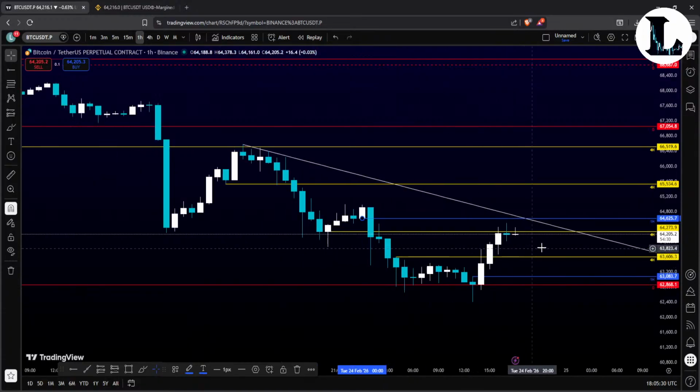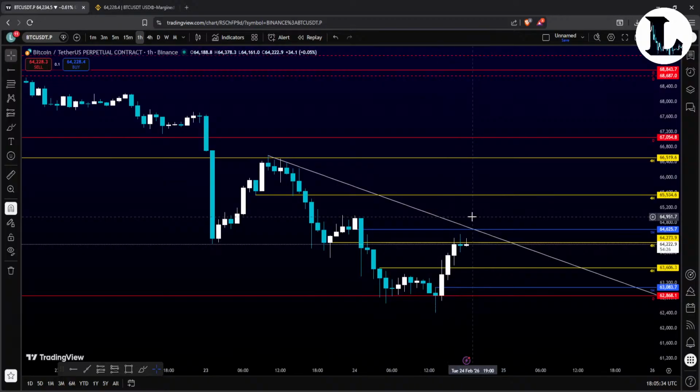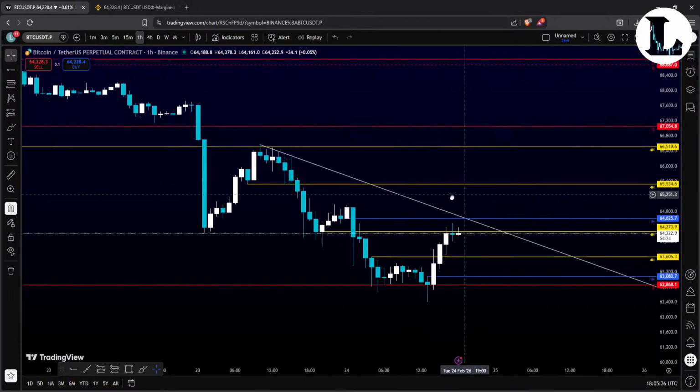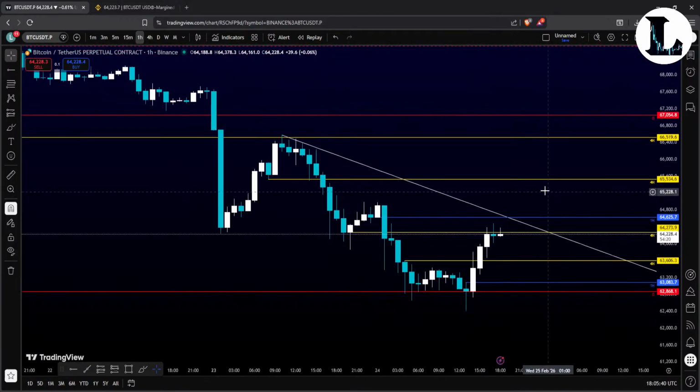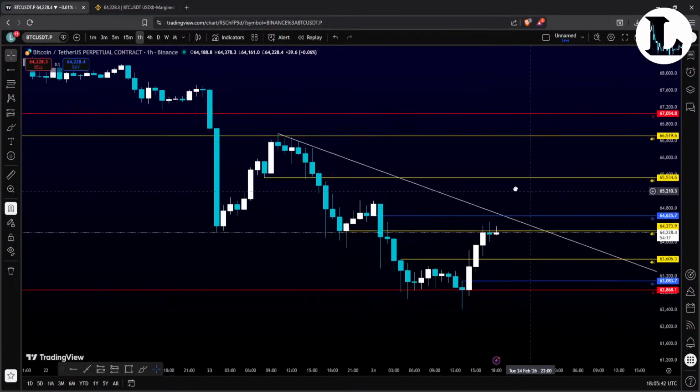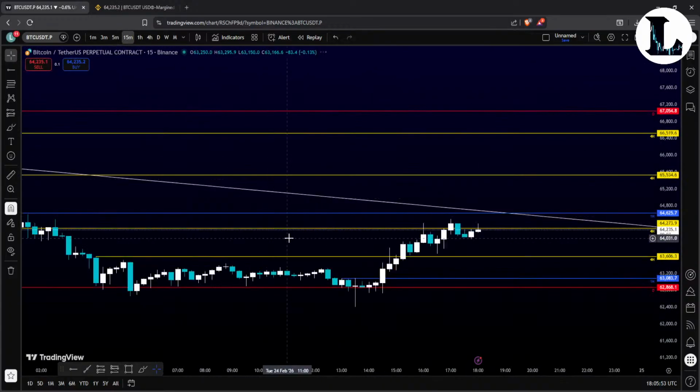Okay, so I know that I have a lot of lines here. I'm going to keep the trend here just because I know that a lot of you guys like to have some trends. So honestly, guys, if we fail to go to this 1 hour, this is going to be really bearish for Bitcoin. I'm going to find the 15.